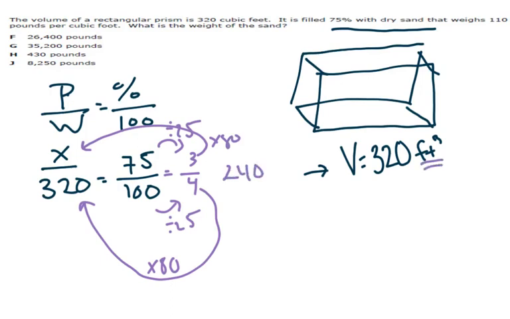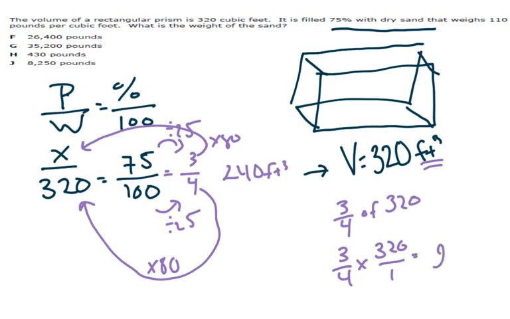My units are feet cubed. That's a pretty straightforward way to do it. It's pretty similar to the way you would do it in fraction form, which is to say 75% simplifies to 3/4. 3/4 of 320. Of means multiply. You would say 3/4 times 320 over 1. And that would give you, when it's simplified down, a final answer of 240 as well.